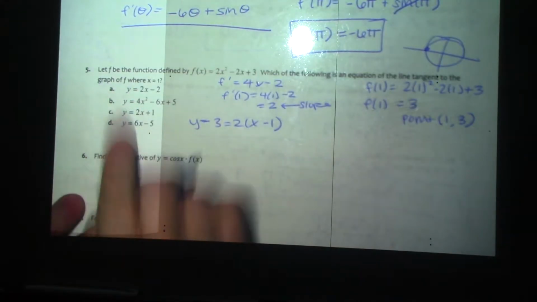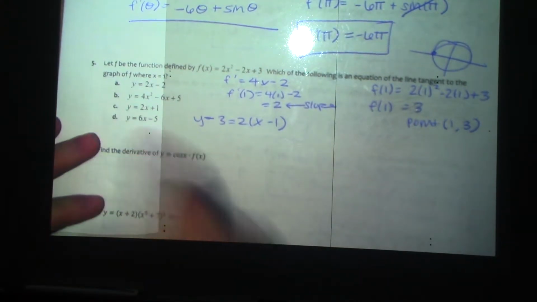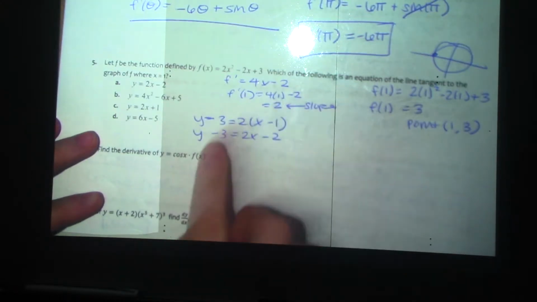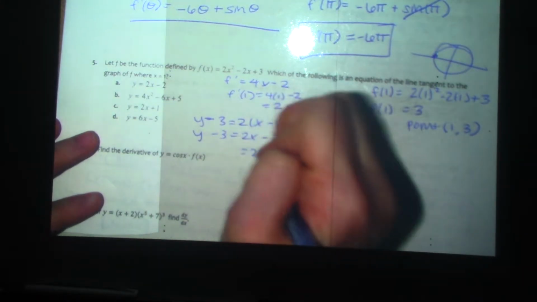And then now we just plug in. Y minus 3 equals 2 times x minus 1. Now none of my equations look like that, so I need to get y by itself. So this is just 2x minus 2. And then add the 3 over. That gives me 2x plus 1, which is C.